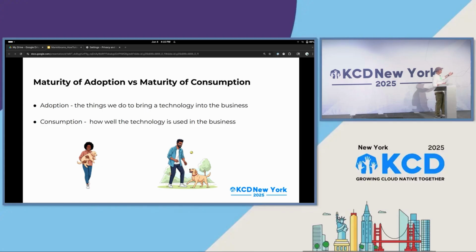So we have to figure out how to do the maturity of consumption, and I think this is a place where the cloud native maturity model could grow, that we need more information about how we get the consumption. It addresses it a little. There are little bits and bites about how to do it, but I think it could get better.